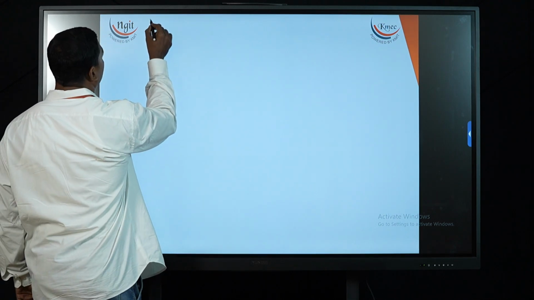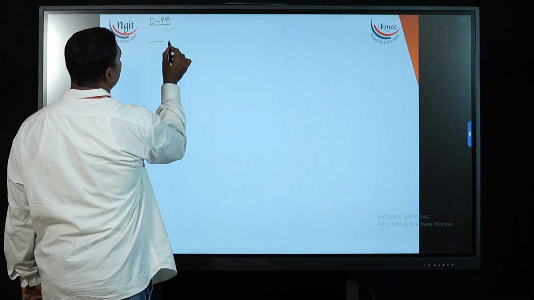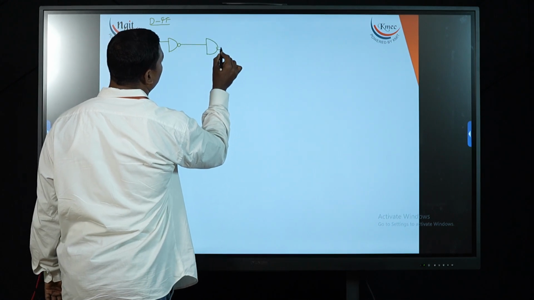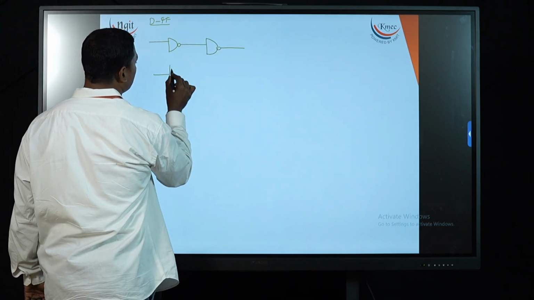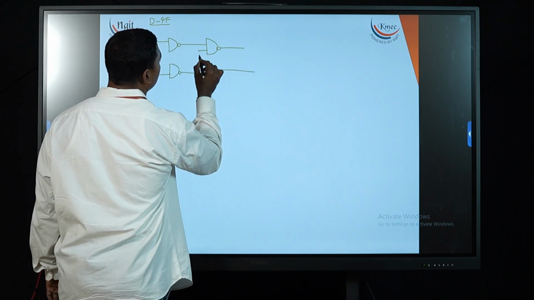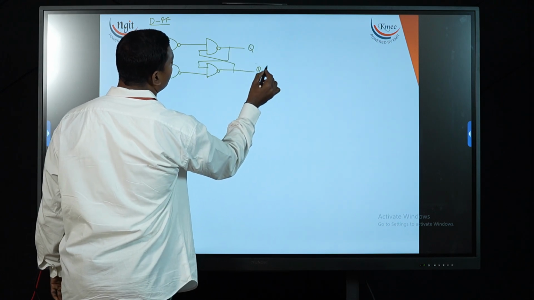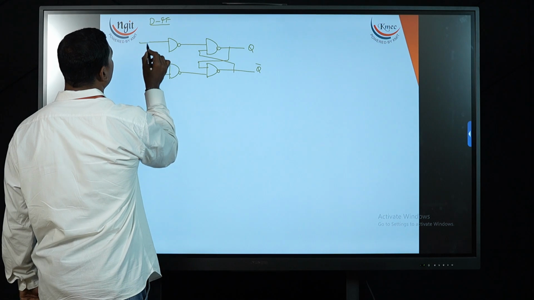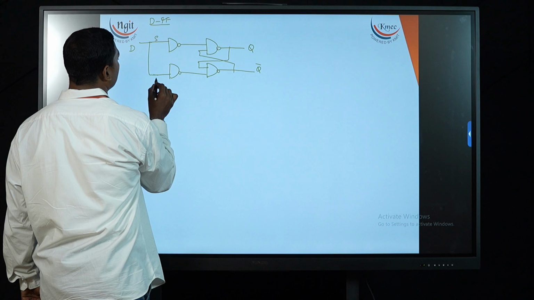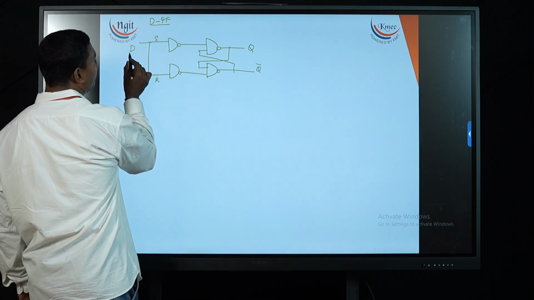Let's talk about D flip-flop now. D flip-flop is the same diagram. The same diagram I am drawing. You just observe the changes, what happened to the diagram. We are having a cross coupled connection here, Q, Q bar, and this is D input. I am joining this one. This is S, this is R. So what I am doing, I am just combining these two terminals S and R with the input D.